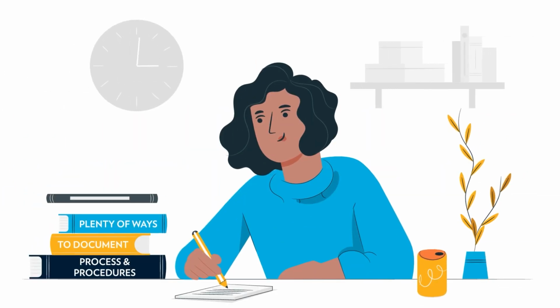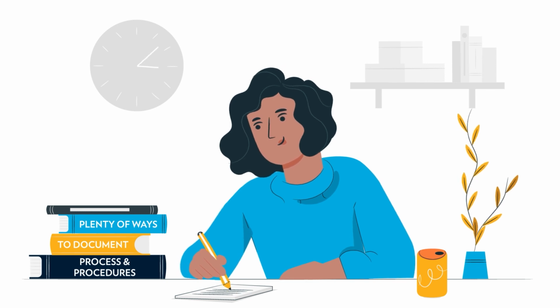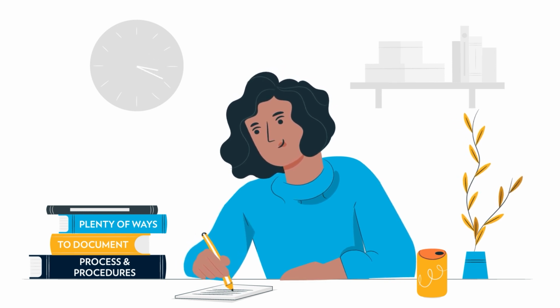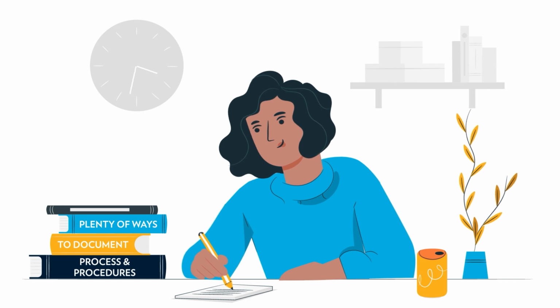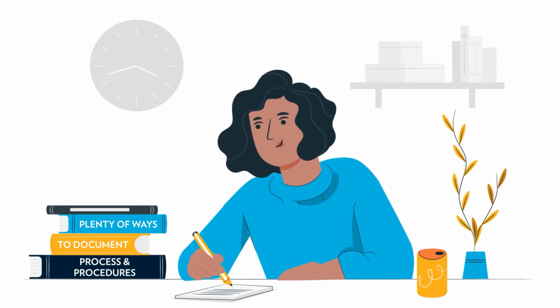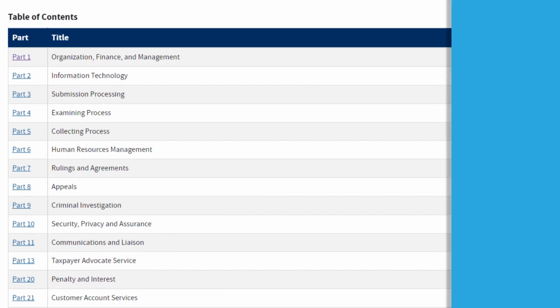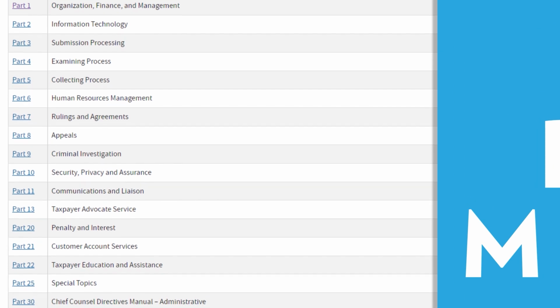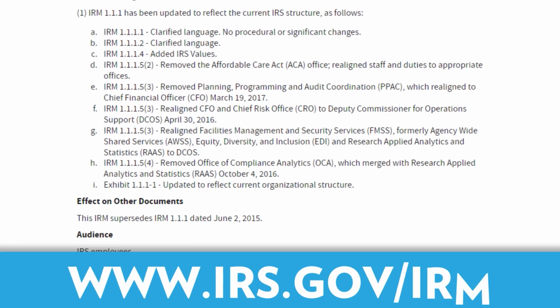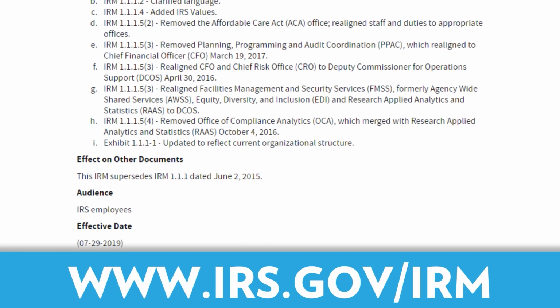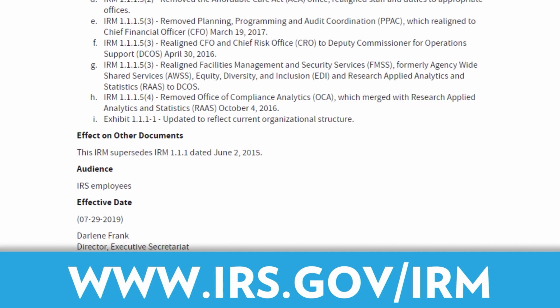There are plenty of ways to begin documenting your processes and procedures, but the most helpful is to draft them alongside the guidance provided by the IRS or other tax authorities. The IRS has published the Internal Revenue Manuals, or IRMs, to outline audit processes and the compliance expectations of the processes or procedures to be audited.